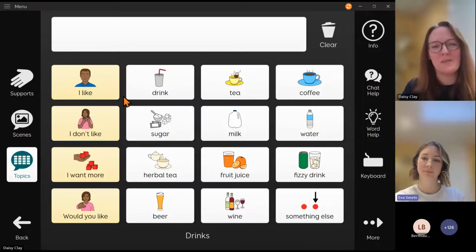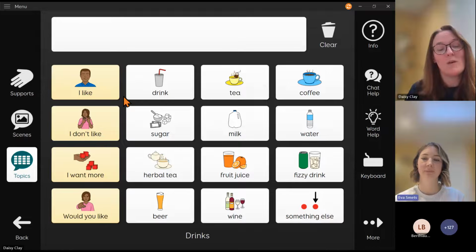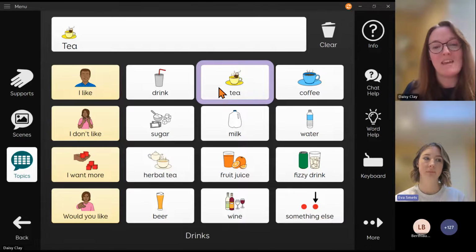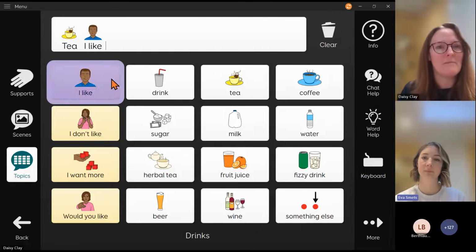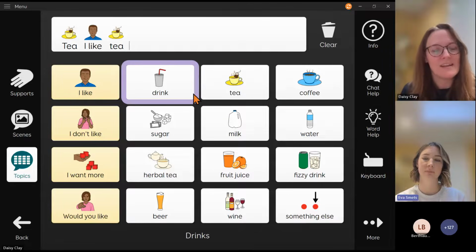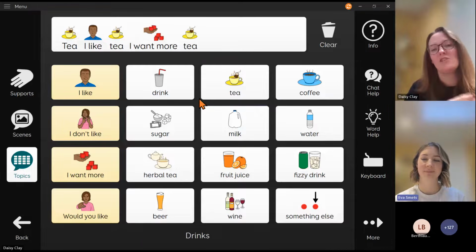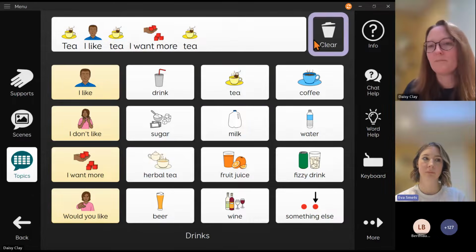Or because Aphasia Duo is meant for the communication partner to use as well, it could be that you're using it to clarify. So perhaps the person has said "tea." And you might be wanting to say, "I like tea." "Do you like tea?" Or "I want more tea." "You want more tea," and showing how those phrases can be used to combine.